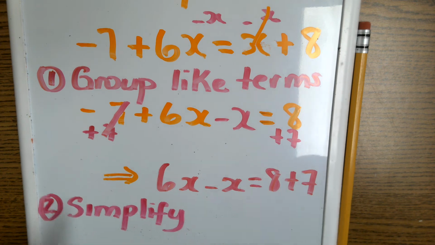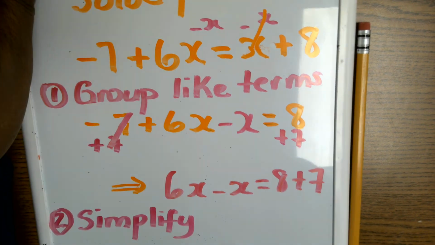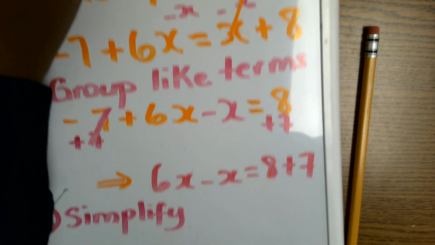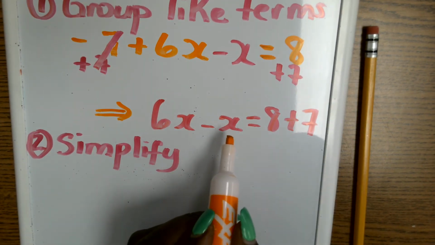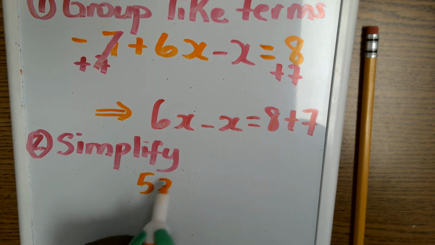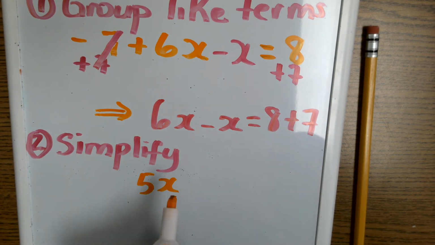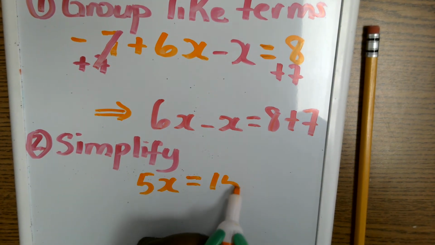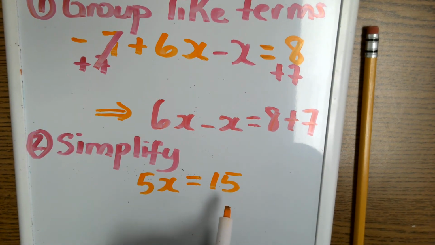So we're going to simplify. In simplifying, x from 6x will give us 5x, and 8 plus 7 will give us a positive 15, and so we have 5x is equal to 15.